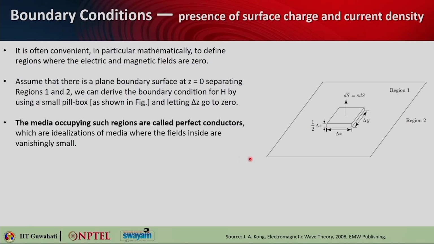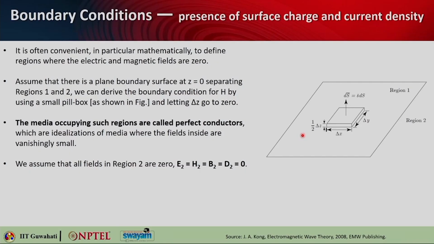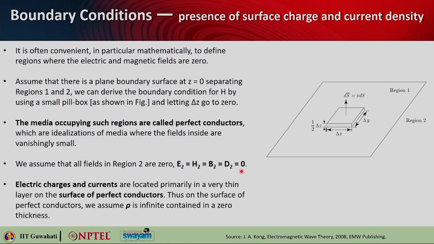So the media that are occupying such a region are called perfect conductors, and these are idealizations for any media where the fields inside are vanishingly small. In conductors the field will lie on the surface, so inside there will be no field. So we can assume that all fields in region 2 are basically 0. So E2 equals H2 equals B2 equals D2 can all be taken as 0.